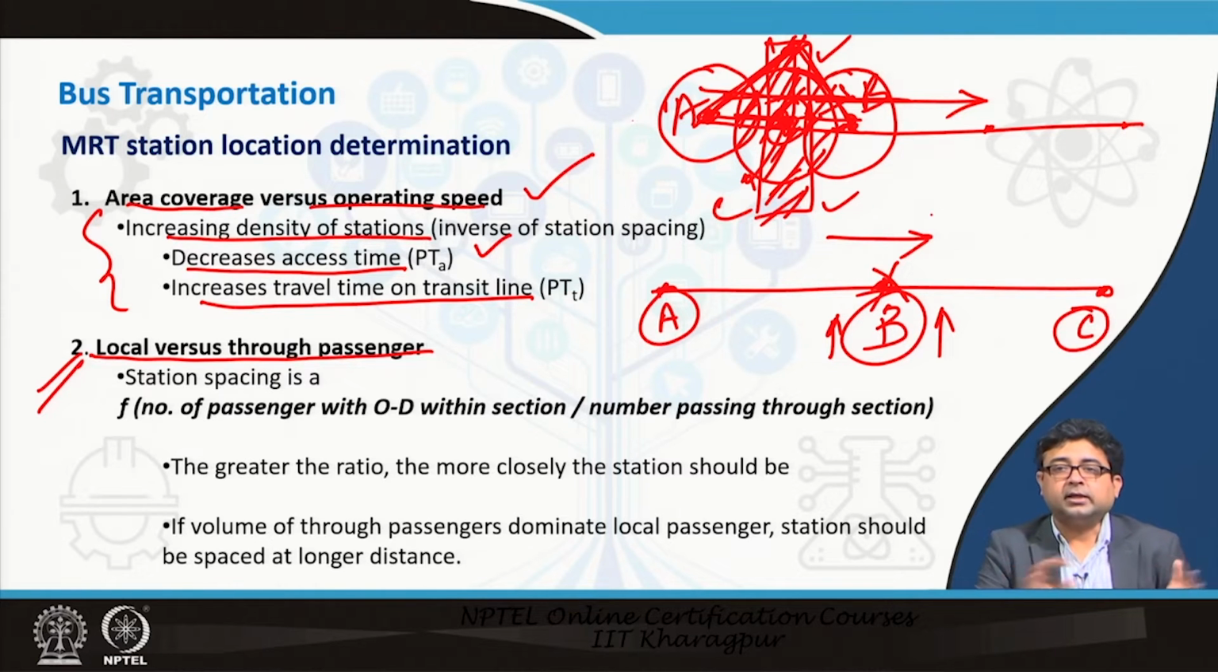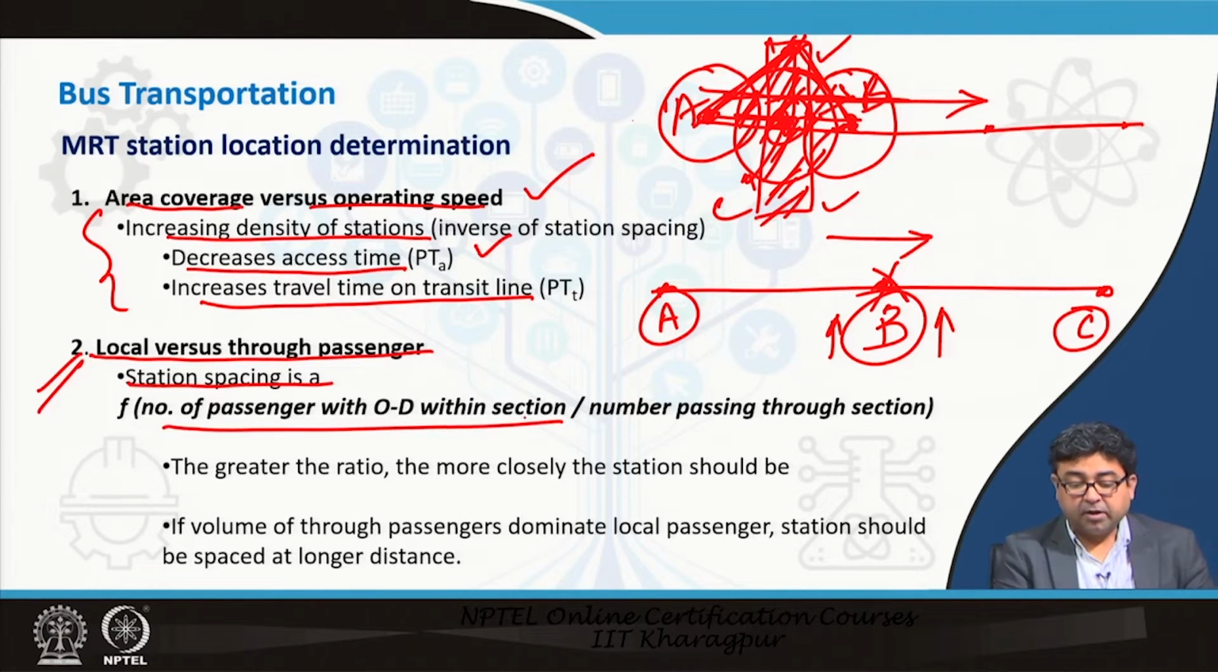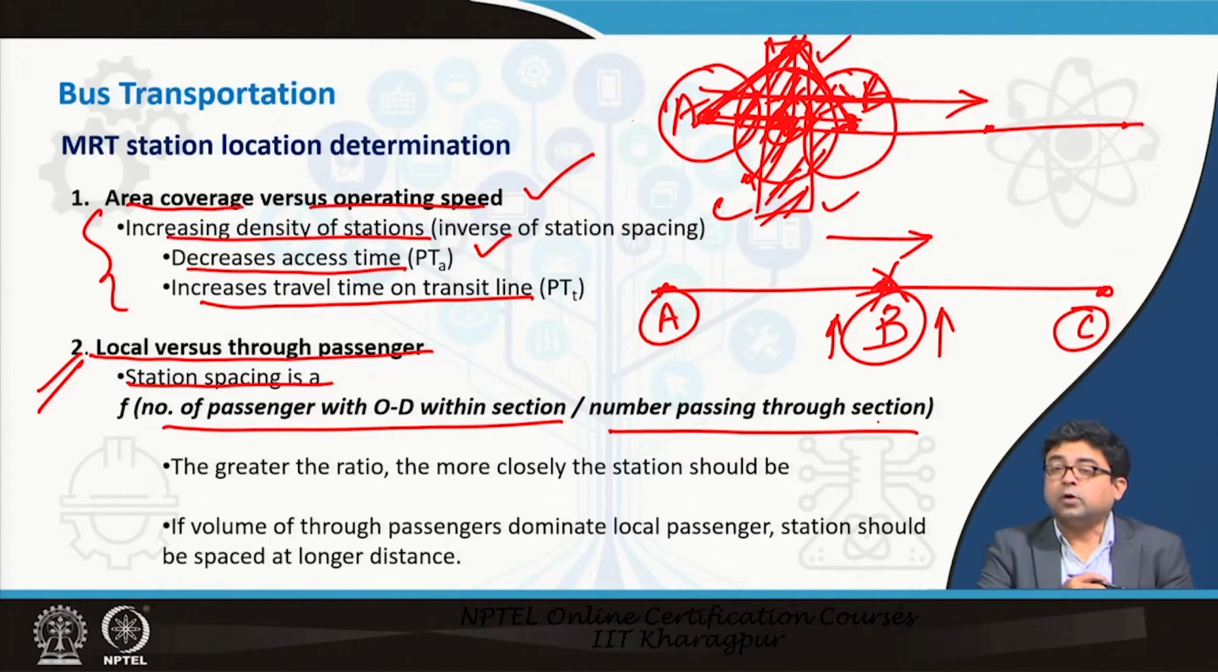So, you may rather want the station train to go quickly to your destination, to point C. You do not want to stop. So, how do you balance this? You also want people to get on there, but you also want the travel time to not be increased for people who are already on board. So, station spacing becomes a function of the number of passengers with origin and destination within the section divided by the number of passengers who want to pass through the section.